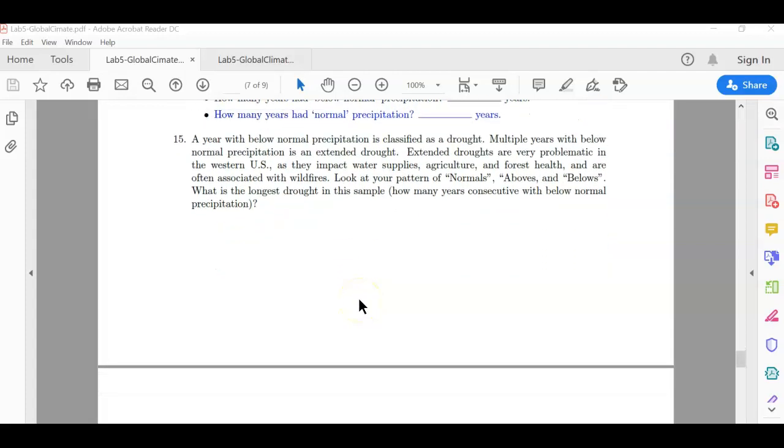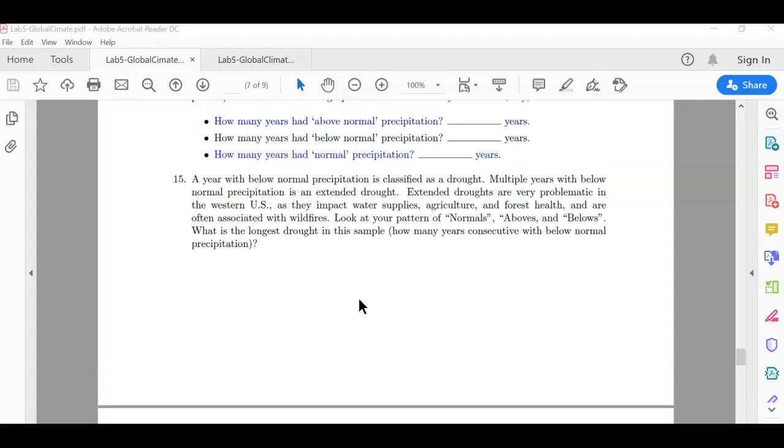Question 15. A year with below normal precipitation is classified as a drought. Multiple years with below normal precipitation is an extended drought. Extended droughts are very problematic in the western U.S., as they impact water supplies, agriculture, and forest health, and are often associated with wildfires. Look at your pattern of normals, aboves, and belows. So then, what is the longest drought in this sample? Meaning how many consecutive years with below normal precipitation there were.